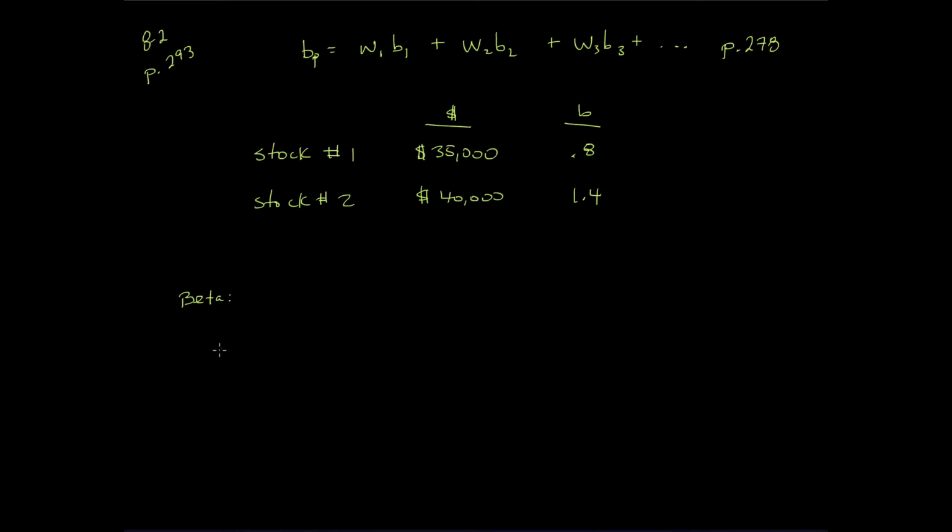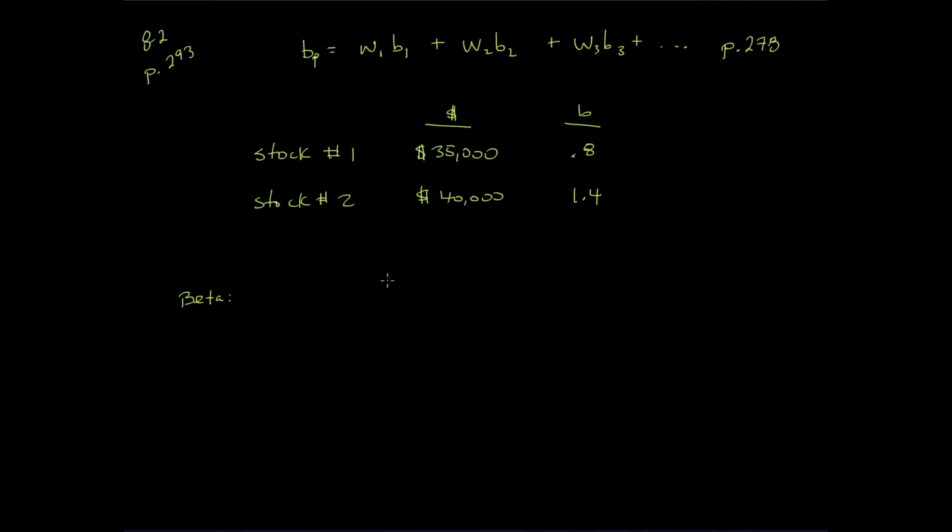Problem 8.2 on page 293 says this: an individual has $35,000 invested in a stock with a beta of 0.8 and another $40,000 invested in a stock with a beta of 1.4. If these are the only two investments in her portfolio, what is her portfolio beta?